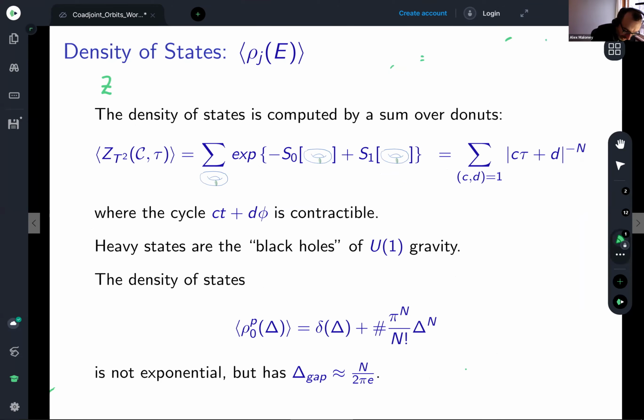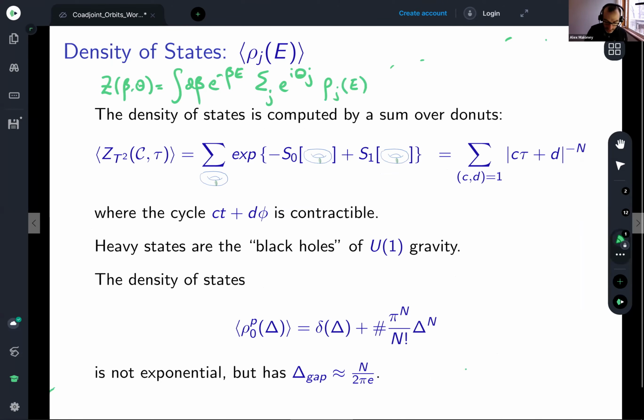So the partition function on the torus would be the integral d beta e to the minus beta E, sum over J e to the i theta J, times the density of states. J is the spin and E is the energy, or in the CFT language, the scaling dimension of an operator. And here the tau parameter would be given by the usual form in terms of the inverse temperature and angular potential.